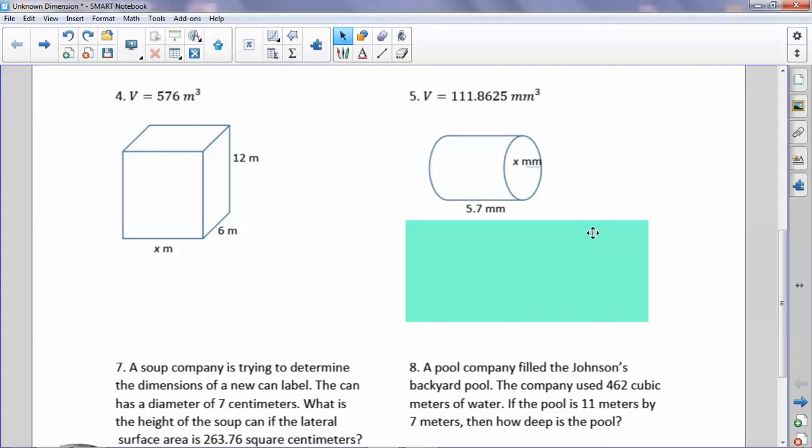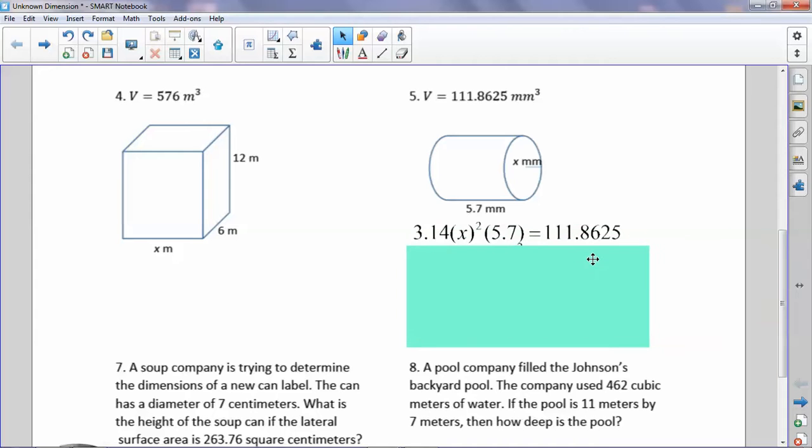111.8625. So using 3.14 for pi, times the radius squared, which is x in this case, times the height of 5.7, set that equal to your volume. Here we're going to multiply 3.14 and 5.7, so we get 17.898x squared. Now we can simplify this equation.